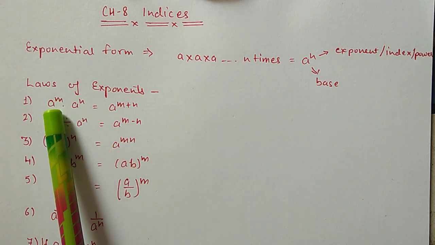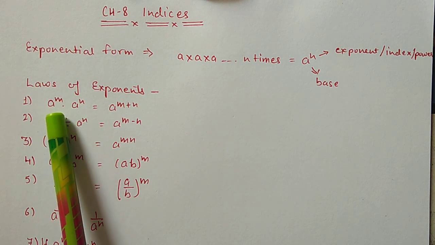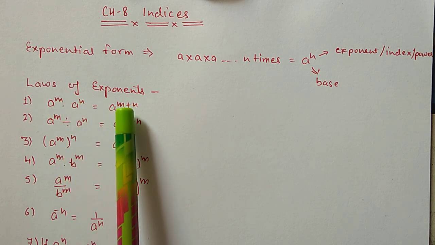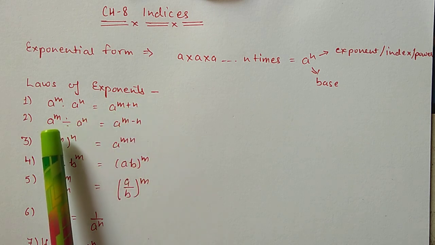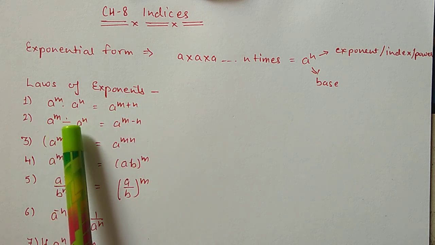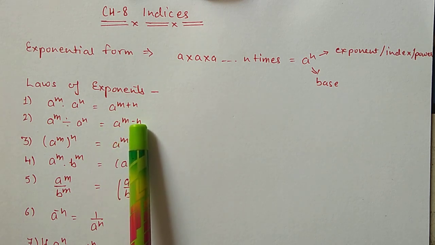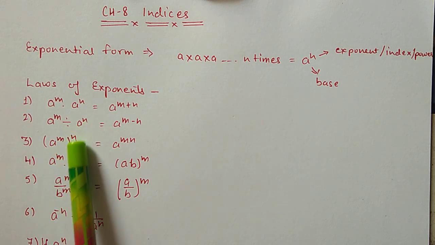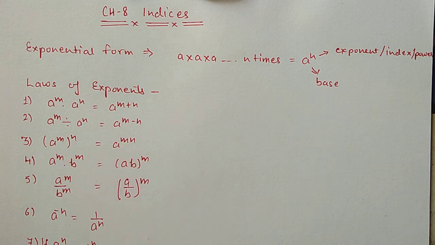First rule we have: if we are multiplying two numbers which are in the exponential form and their base is the same, then the power we have to add. The result will be a to the power m plus n. And if we are dividing two numbers whose base is the same, power is different, in that case the power we have to subtract. Third rule, power to the power, a to the power m and then again to the power n. In this case the power we have to multiply, the answer will be a to the power mn.